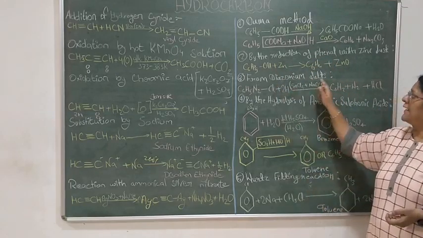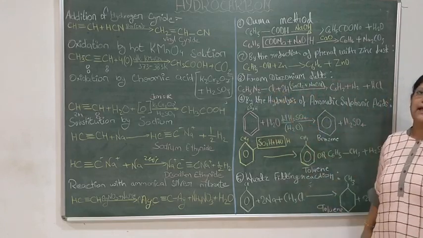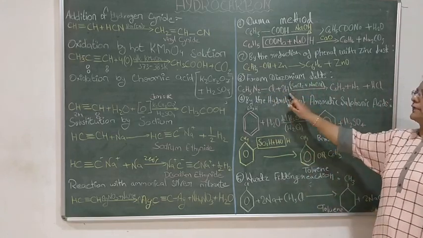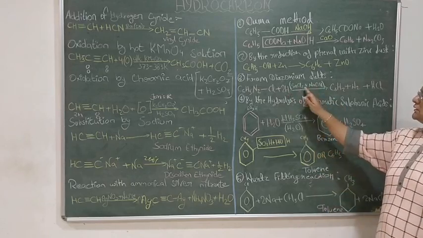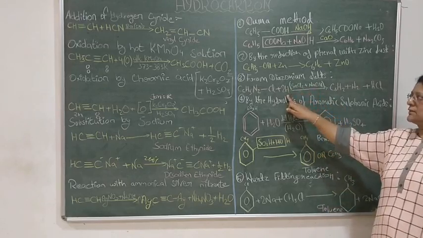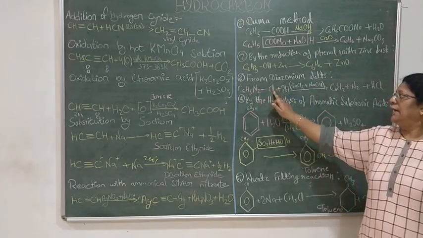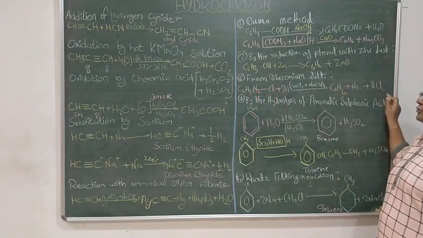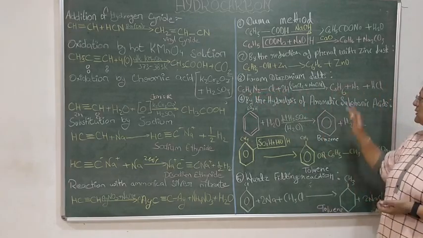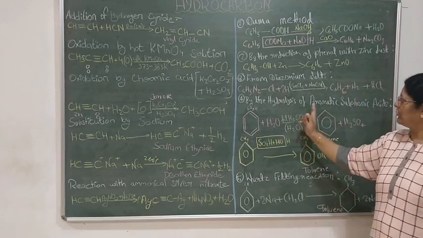Again, form diazonium salt. C6H5N2Cl is diazonium salt. We are taking 2H in presence of SnCl2 plus NaOH. This SnCl2 is producing this H. This H will connect here, C6H6, HCl and N2 will be removed. So this is C6H6 plus N2 plus HCl. This one is C6H6.